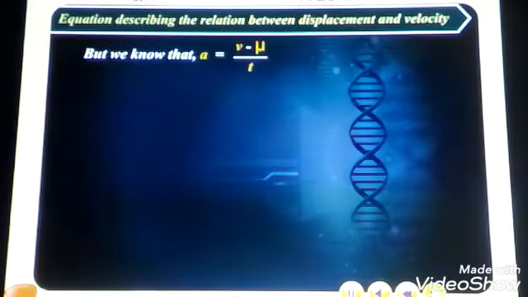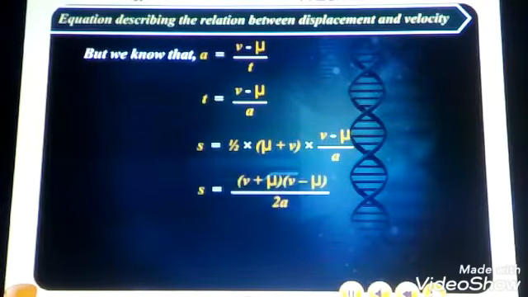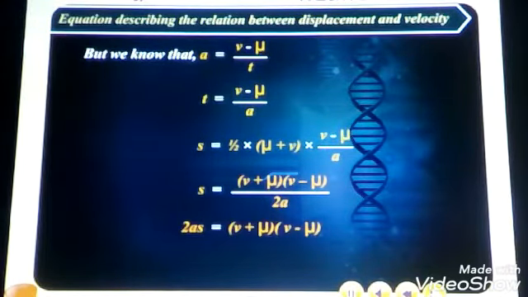But we know that a is equal to (v minus u) upon t. So this value we will substitute here, that is t equals (v minus u) upon a. Therefore, s is equal to half into (u plus v) into (v minus u) upon a. When we open the bracket, we get (v plus u) into (v minus u) upon 2a.